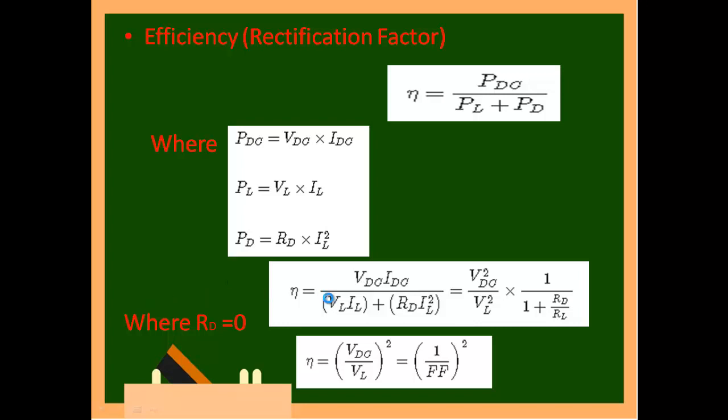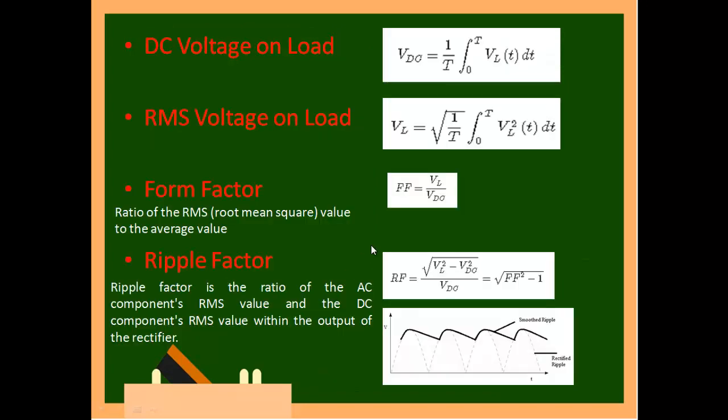So efficiency depends on form factor, and form factor is nothing but ratio of RMS value to the average value. Average value is DC, RMS value is AC.